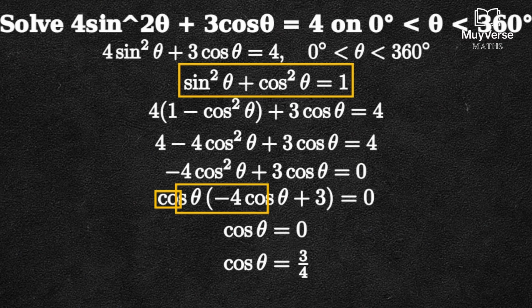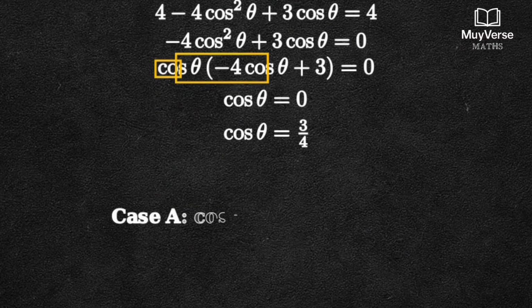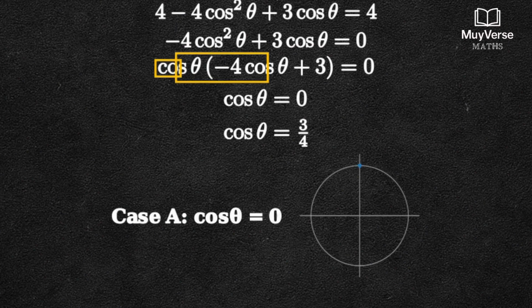Cosine theta equals 0 occurs where the x-coordinate on the unit circle is 0. That is at 90 degrees and 270 degrees only. Show the circle cue, mark the two angles, and read them.